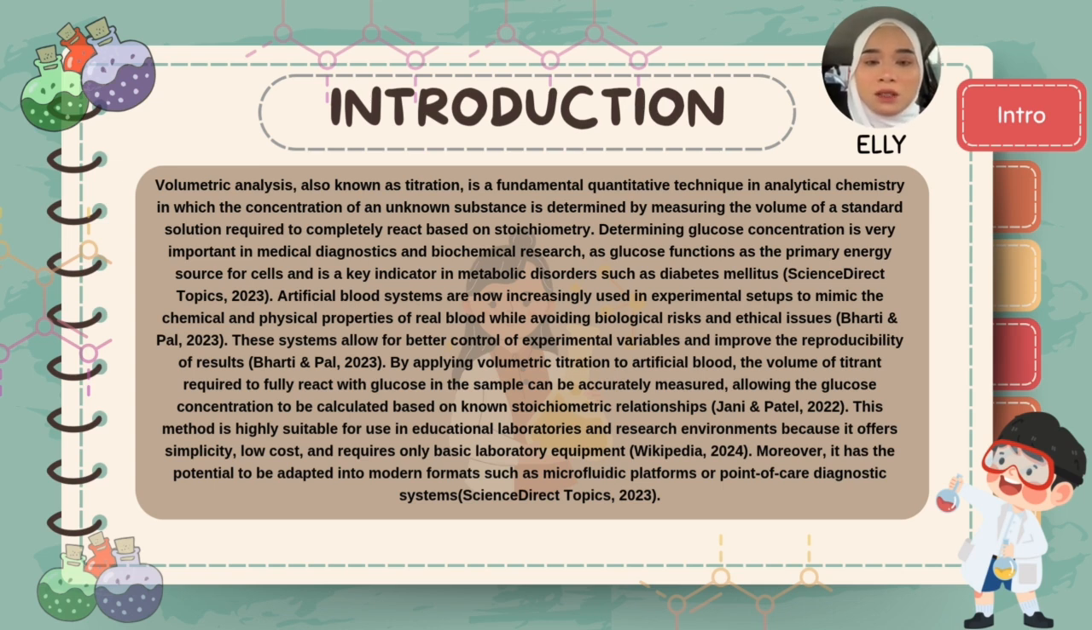By applying volumetric titration to artificial blood, the volume of the titrant required to fully react with glucose in the sample can be accurately measured, allowing the glucose concentration to be calculated based on the stoichiometric relationship.